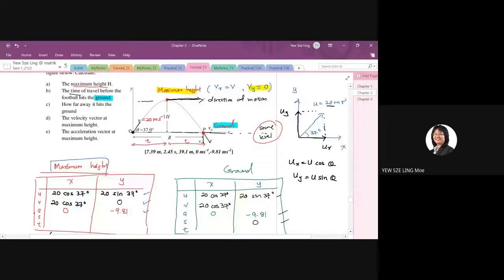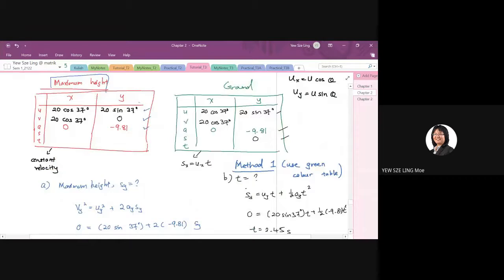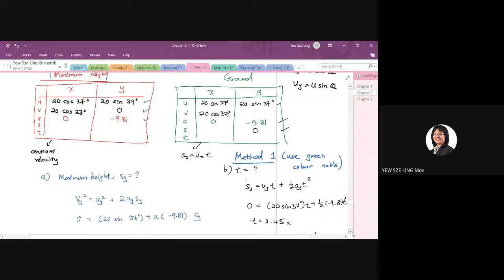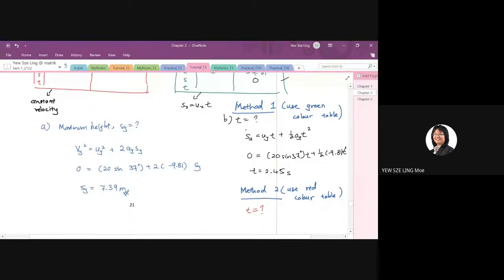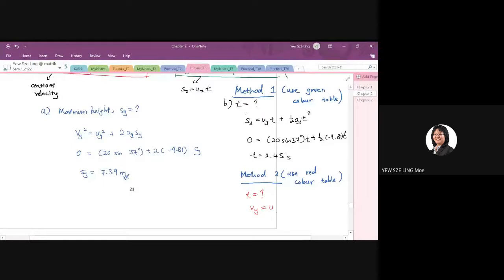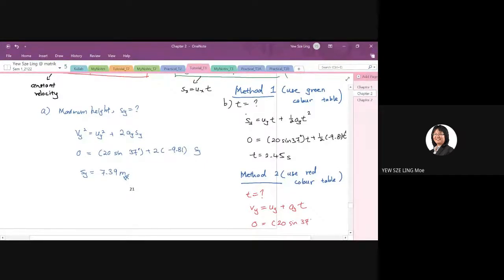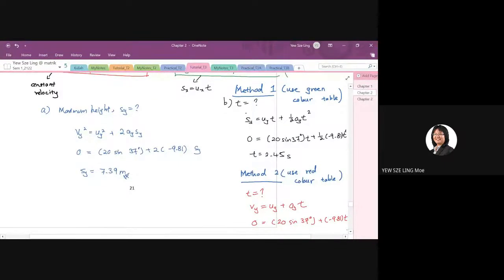So if you want to use the table of maximum height to calculate time, then what should you do? Let us use the y component again. For the y component, we have u, v, a, and we want to find t, so t is unknown. We use vy equals uy plus ay t. So v is 0 equals 20 sine 37 degree, plus negative 9.81 t.